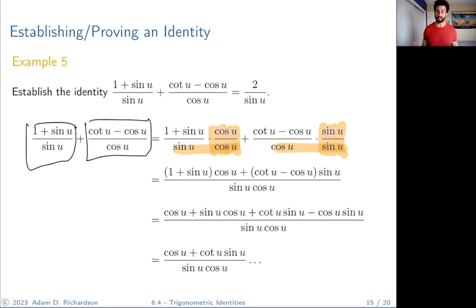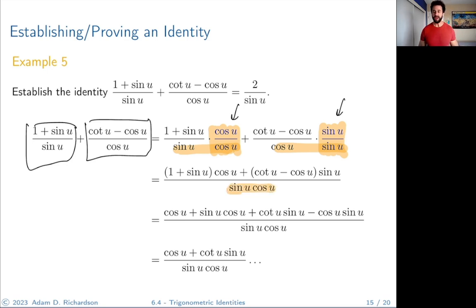I want to write them as a single fraction. How do I do it? I multiply by 1. I just got to multiply by 1 in the right way, which I did in this case. So I multiplied this expression by cosine over cosine, and this one by sine over sine. Now when I do that, I have something that's messier, but hopefully it will clean up. Now that these both have the same denominator, I can write both of these fractions as a single fraction with the same denominator. And so that's what's in the next line here.